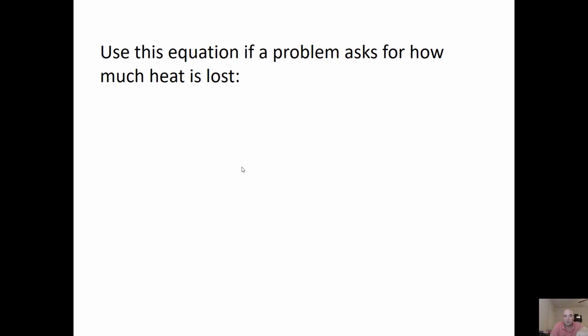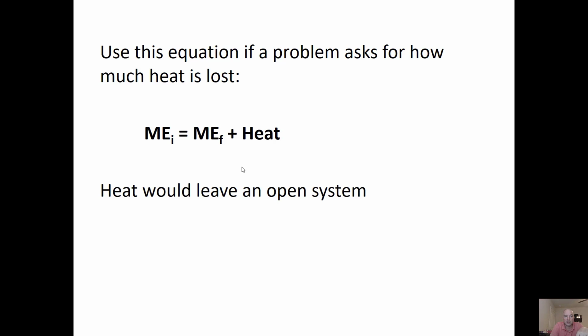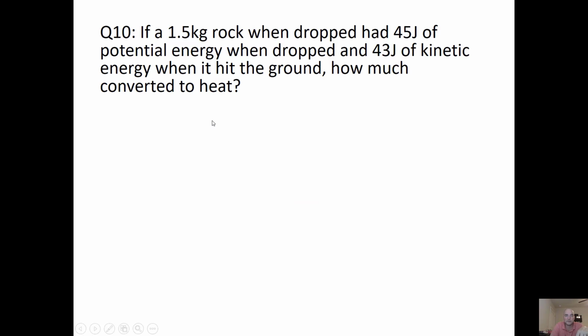Okay, so if you have a problem that asks you about heat, heat would be lost. You'd have all the mechanical at the beginning, and heat would be lost during the fall, and so you still wouldn't lose it totally. You would still have it. It would just probably be leaving the system and going into the environment.